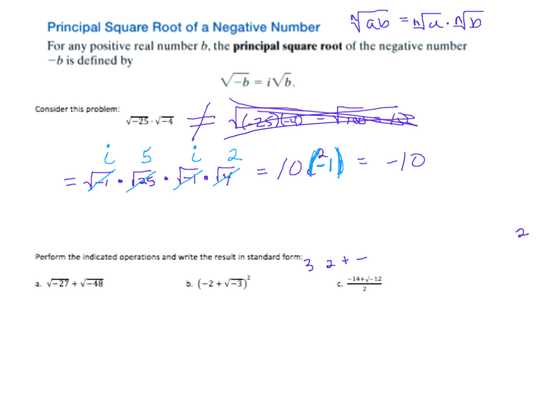So just a little review of algebra there for you. Okay, so I'll apply what we know now to adding the square root of negative 27 with the square root of negative 48. The square root of negative 27 is the same thing as the square root of negative 1 times the square root of 9 times the square root of 3.